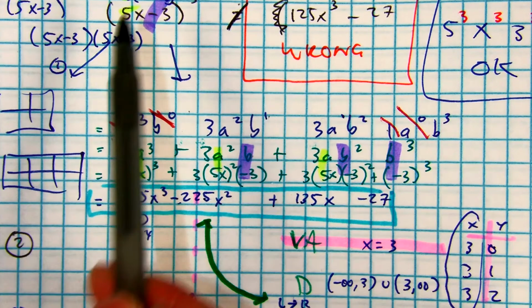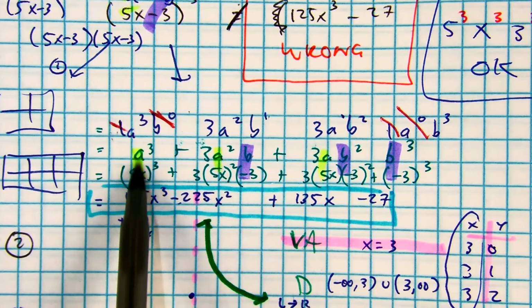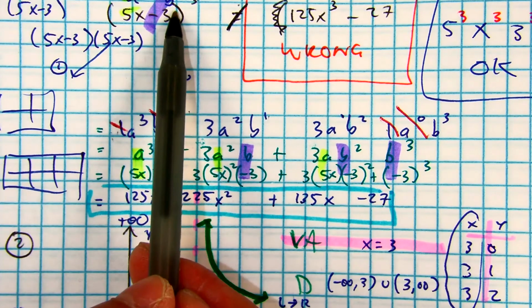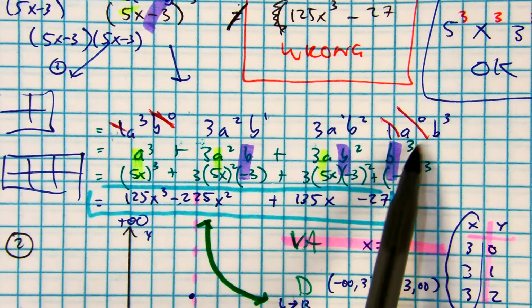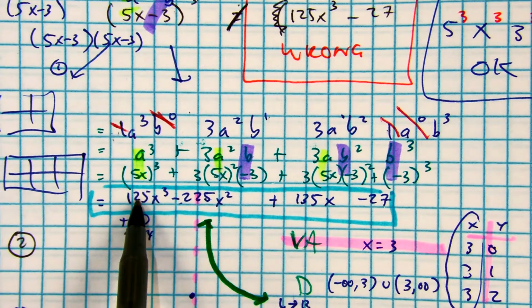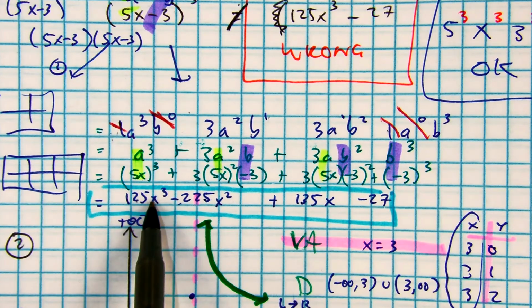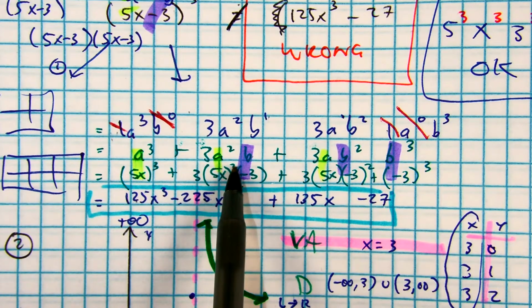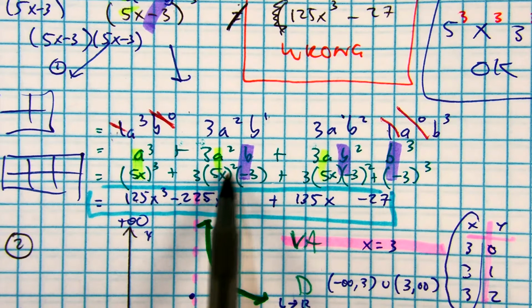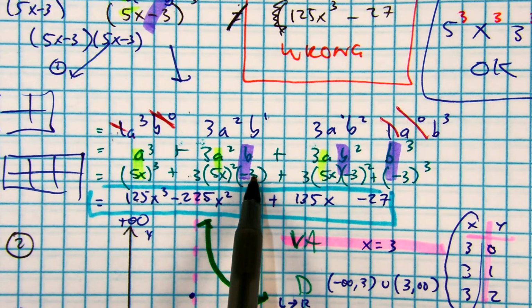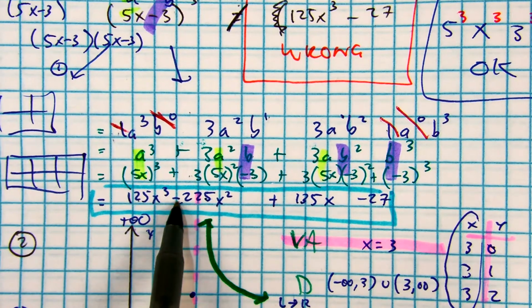Now my a value is 5x, and I'll put that in for every a value with parentheses. And then my b value is negative 3. Substitutions in parentheses. 5x cubed: 5 to the 3rd power is 125, x cubed is x cubed. Here I'm going to use PEMDAS, so I'm going to use exponents first in the parentheses. That becomes 25, and this becomes x squared. 25 times 3 is 75. 75 times negative 3 is negative 225. That's why I have subtraction here, not plus.